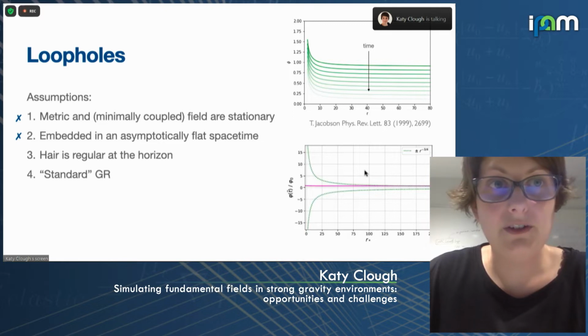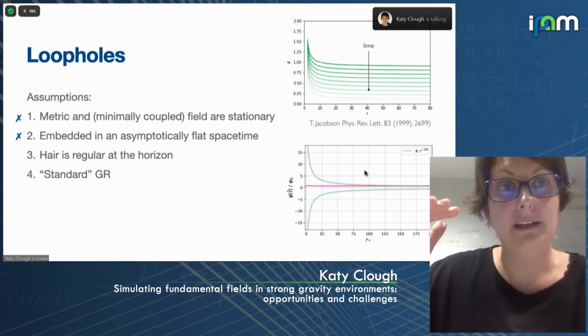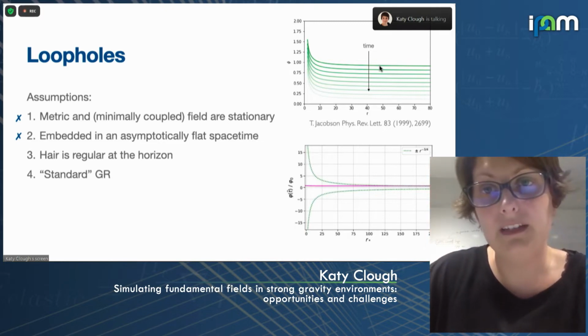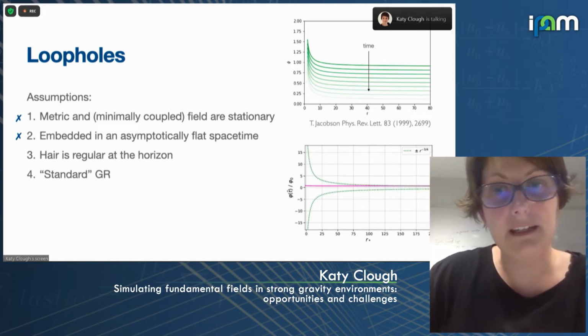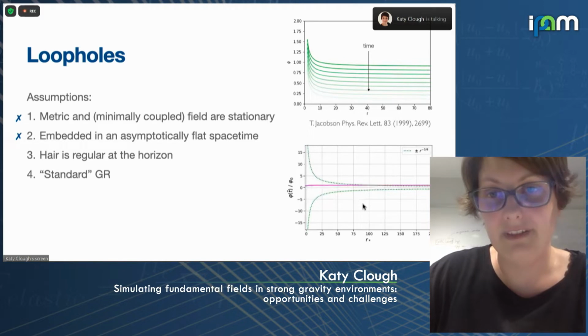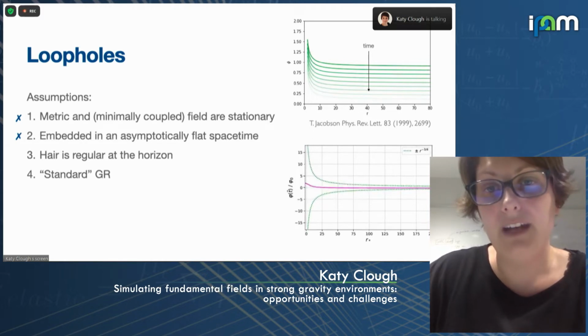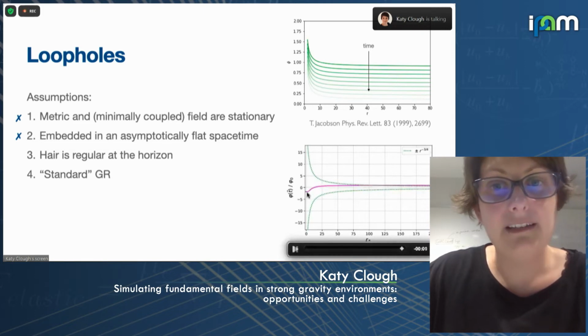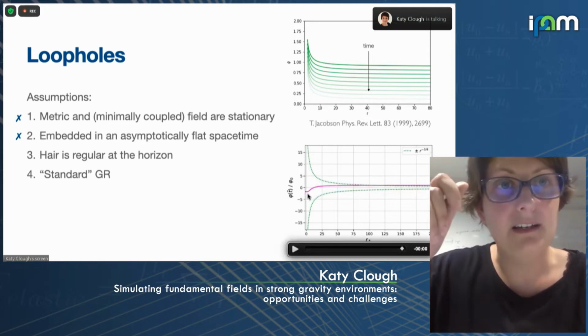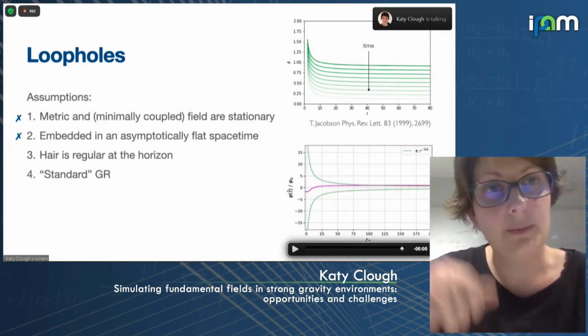You can ask the question, well, what if it's not varying slowly, as it was in this case? As time goes on, this is what happens. What if I actually make the asymptotic value of the field oscillate? So this is what happens. You can actually see that this Jacobson hair is really a time delay around the black hole. So the scalar field is oscillating more slowly at the black hole position.